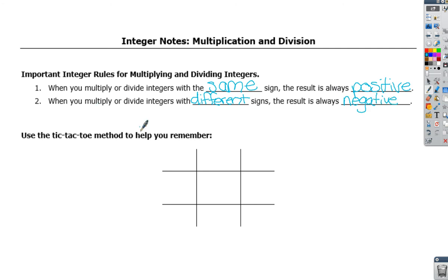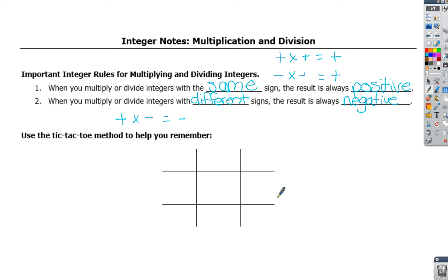So this rule is saying if you multiply a number that's positive times a negative, you'll get a negative. For this rule, if the signs are the same, so if you have a positive times a positive, it's going to equal a positive. If you have a negative times a negative, it's still going to equal a positive.